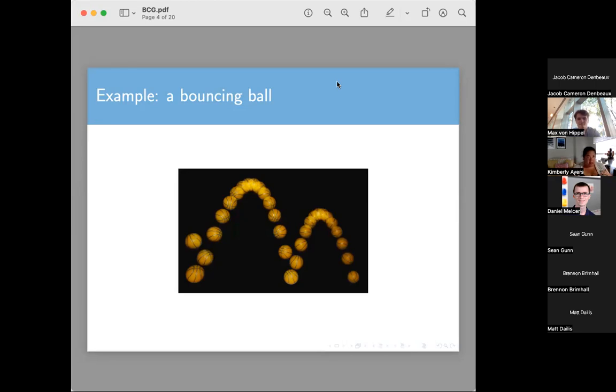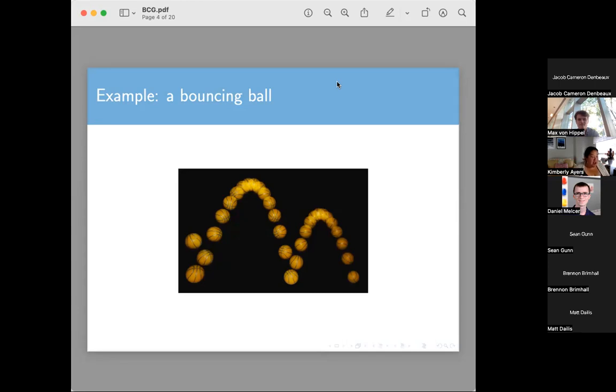Physicists tell me that I'm oversimplifying. Whenever I do this, they always give me a look. But for now, we're just going to go with this model that every time a ball hits the ground, it instantaneously reverses direction. So there's that discrete component that's built into a continuous system.